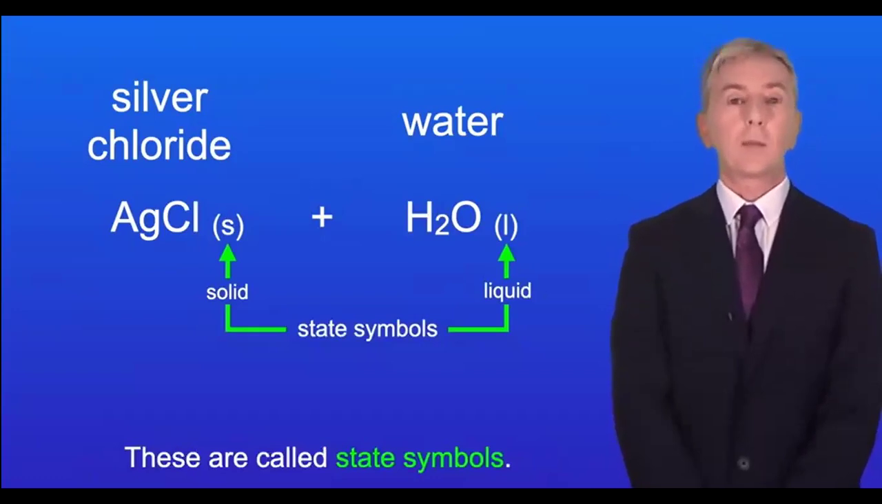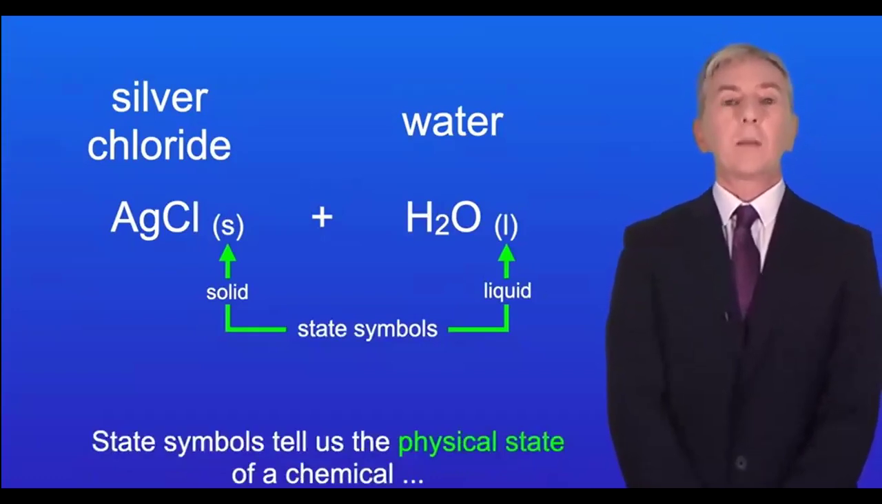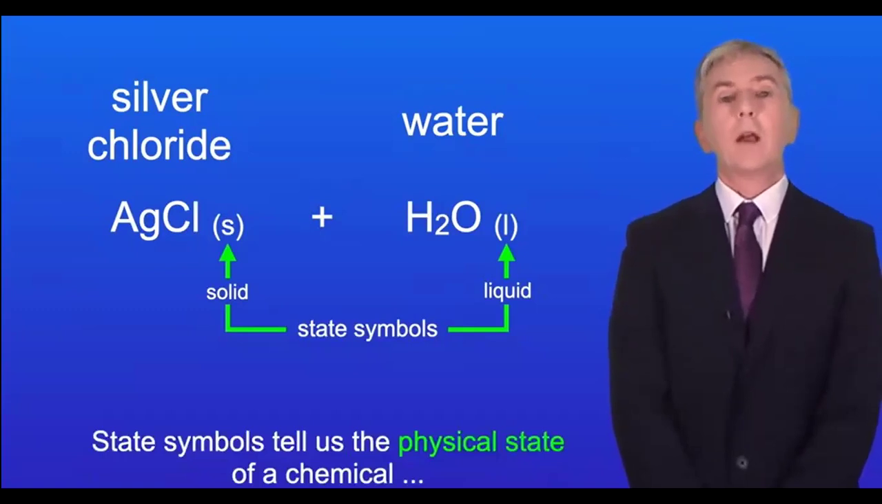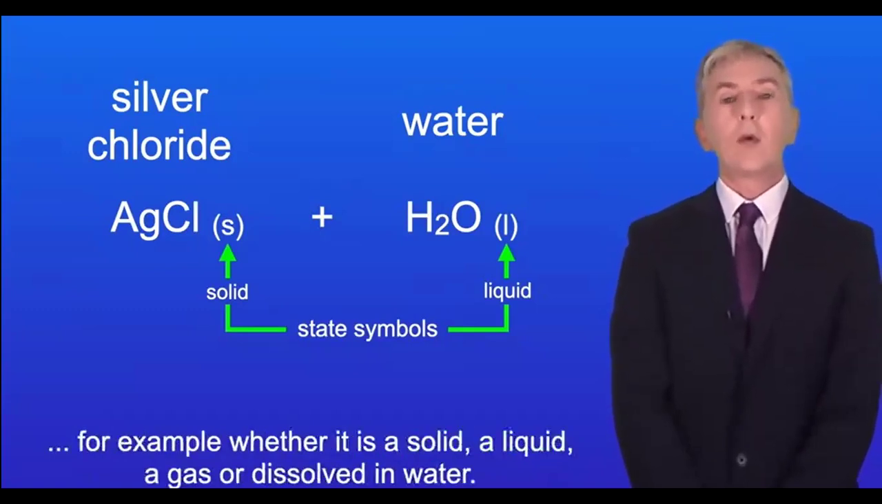These are called state symbols. State symbols tell us the physical state of a chemical. For example, whether it's a solid, a liquid, a gas, or dissolved in water.